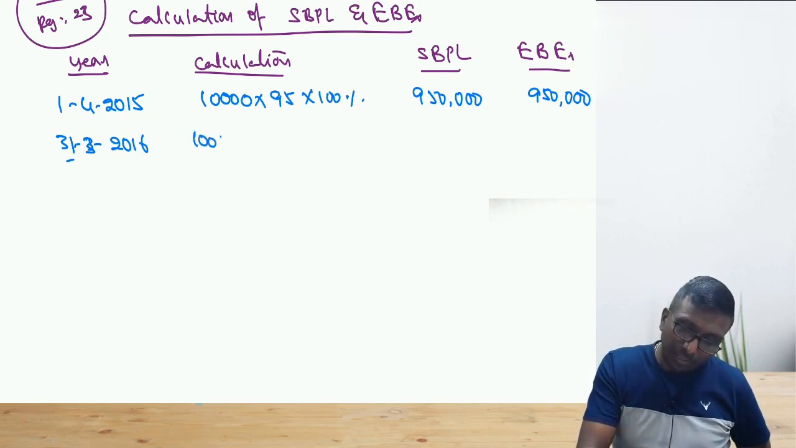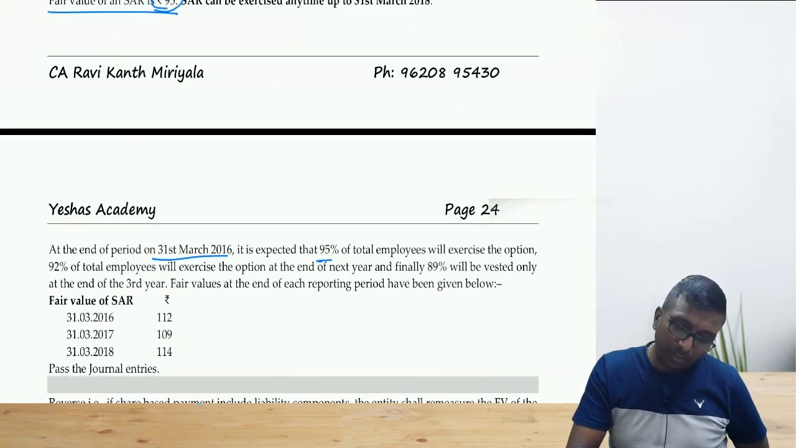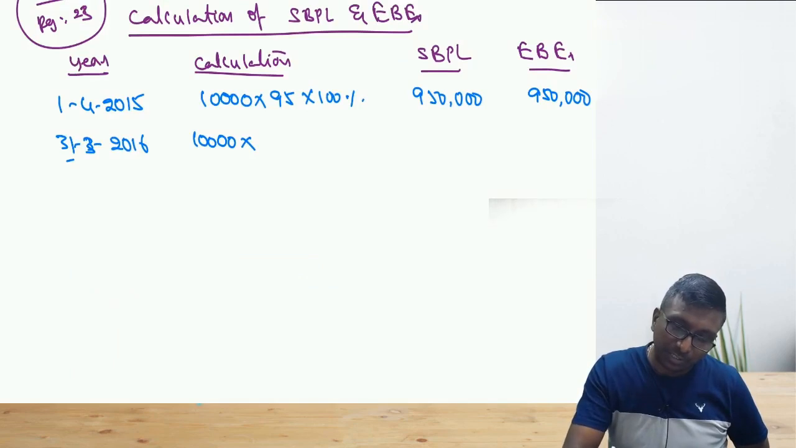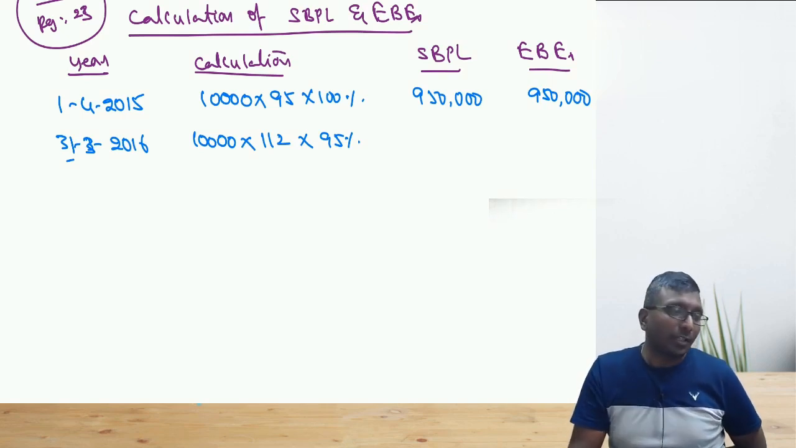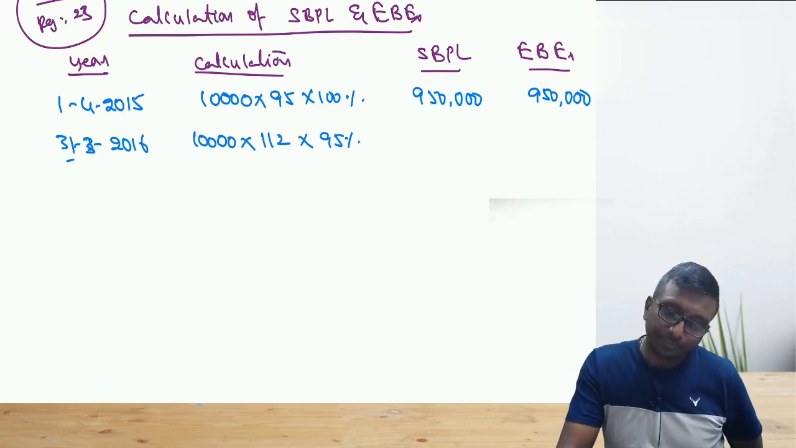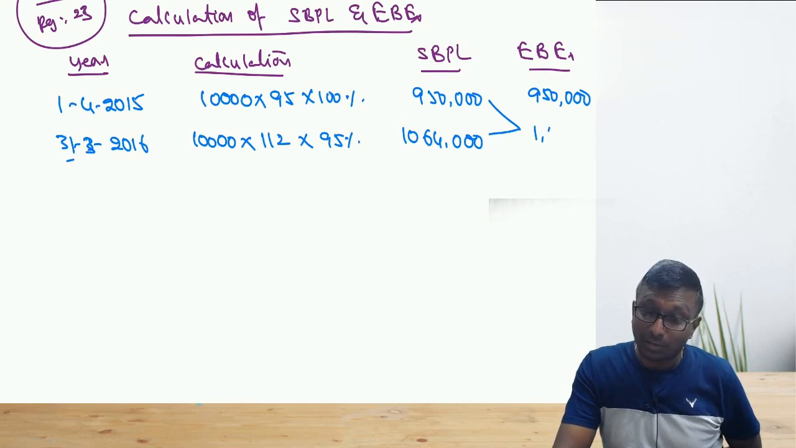10,000 options, correct. Into what is the fair value? 112, and 95% is your expectation, correct? Yeah, 112 into 95 percent. It comes to how much? 10,64,000. Yeah, increasing. The difference is 1,14,000.